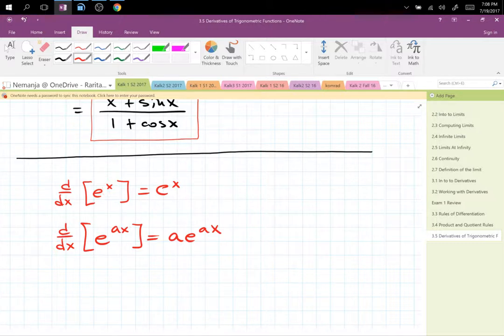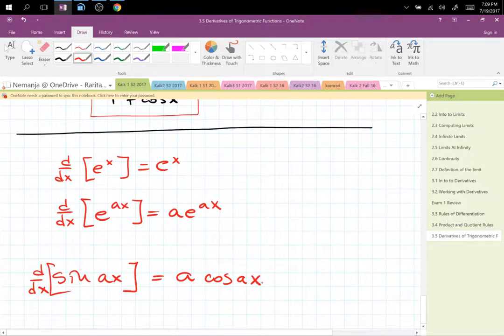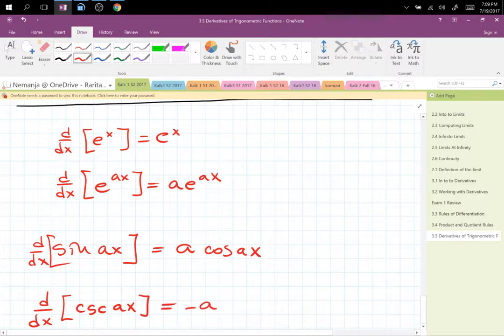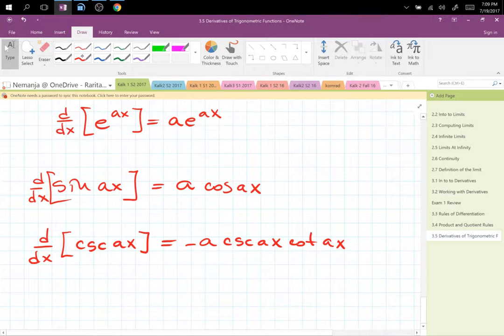You have the same happening for trig. For trig, if I write the derivative of sine ax, that a is going to float in front and become cosine ax. Same. If you have the derivative of cosecant ax, it's going to be negative a cosecant ax cotangent ax. So you can fix all 6 formulas with this.